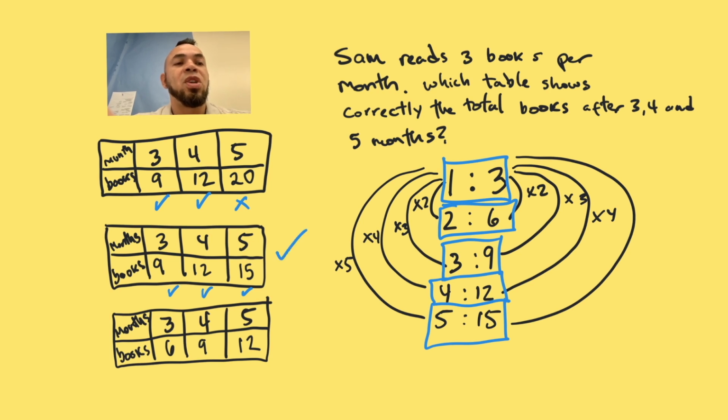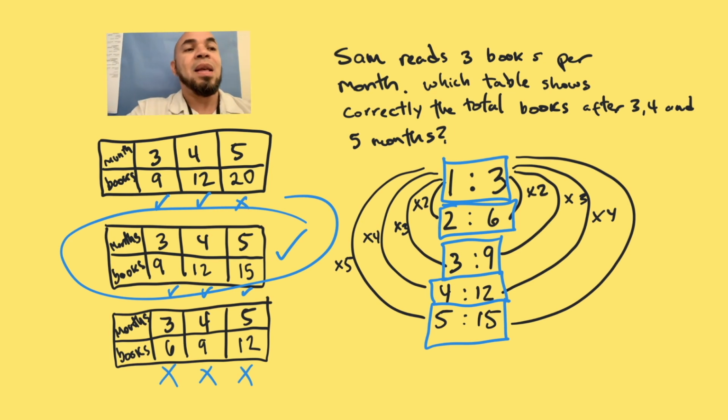So that one looks correct, but I'm going to check the other one. After 3 months is 6 books? No. After 4 months is 9 books? No. After 5 months is 12 books? No. So my answer is this one. Okay? So that's how I get those answers.